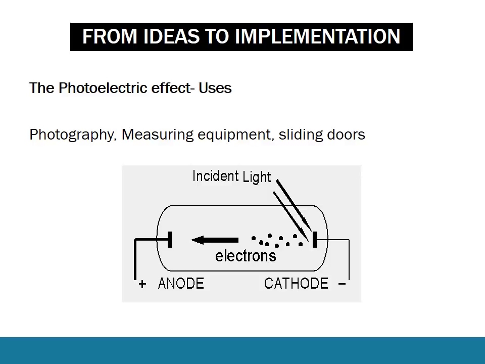In terms of uses, it's used in photography, measuring equipment, sliding doors. You can imagine that wherever light is incident on a cathode, it can expel electrons by the photoelectric effect towards the anode. If you place something in the way of the incident light, then all of a sudden the circuit stops working, and so maybe a door opens or something like that.